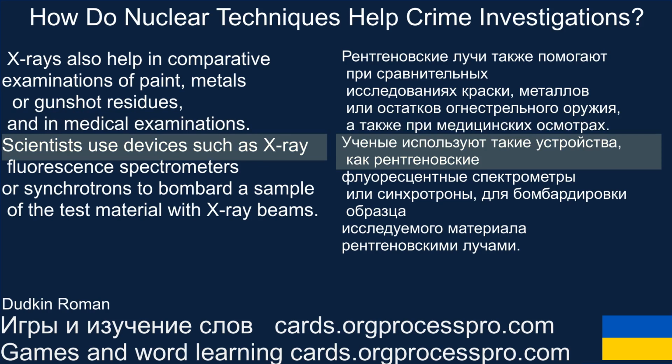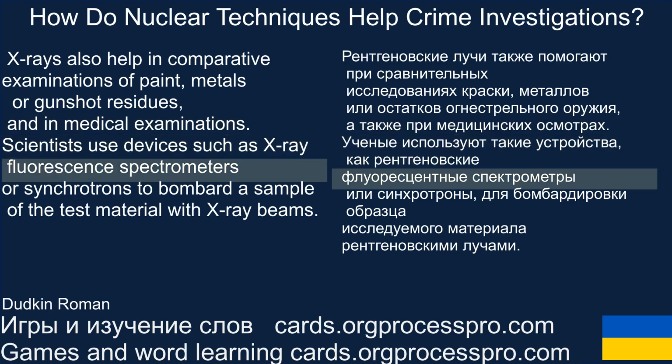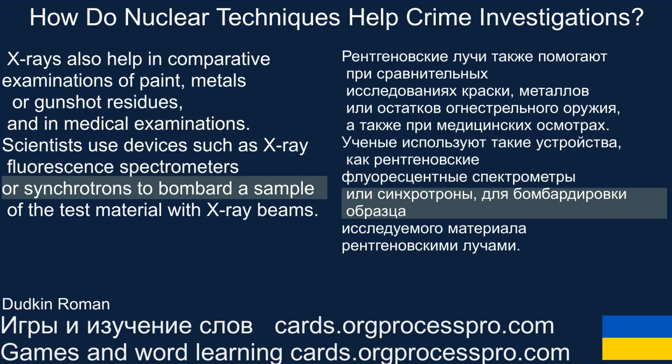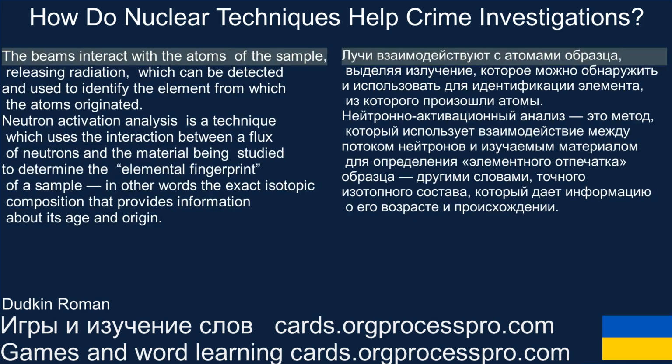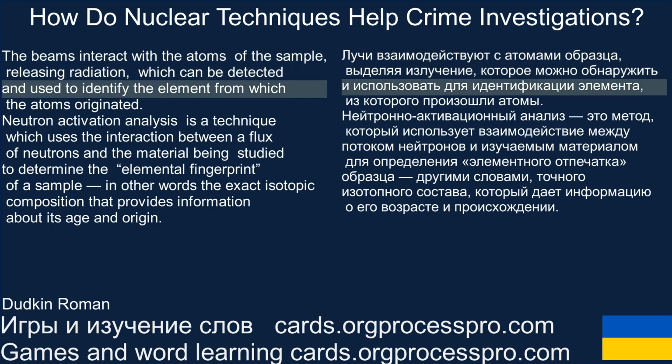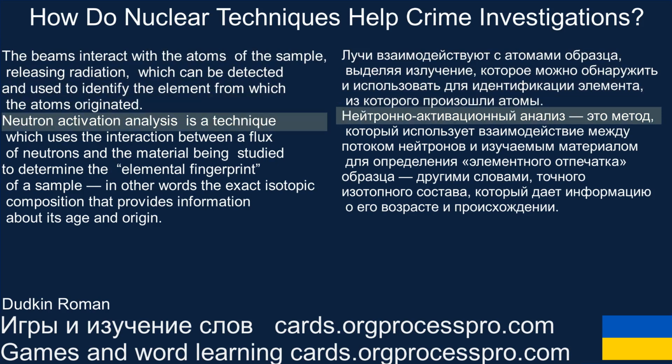Scientists use devices such as X-ray fluorescence spectrometers or synchrotrons to bombard a sample of the test material with X-ray beams. The beams interact with the atoms of the sample, releasing radiation, which can be detected and used to identify the element from which the atoms originated.